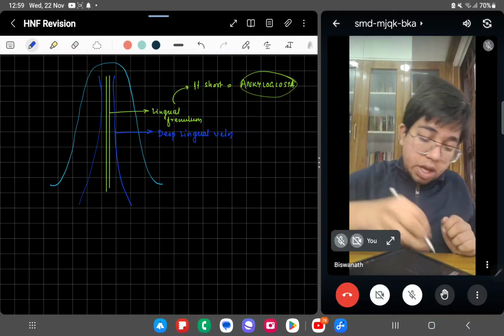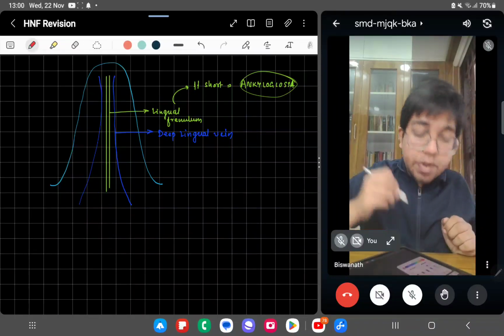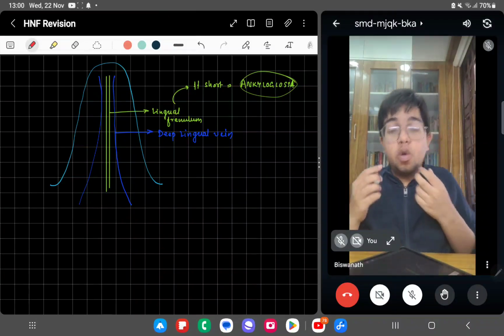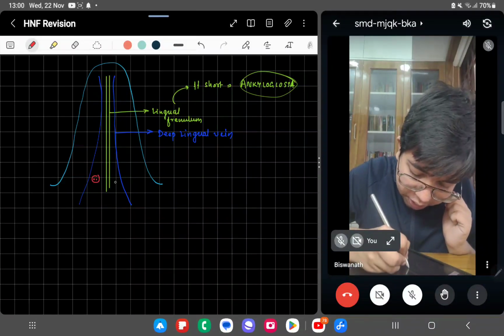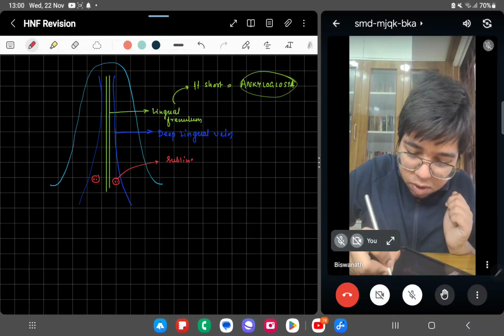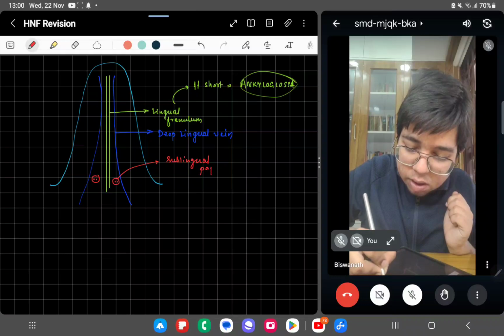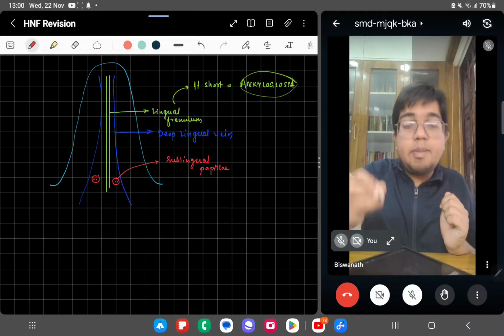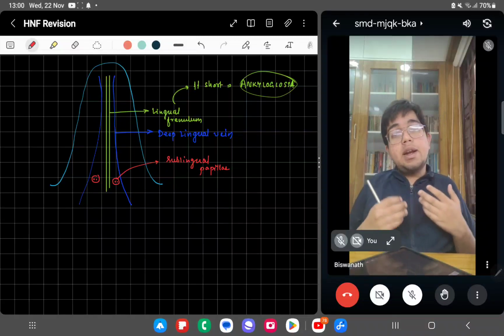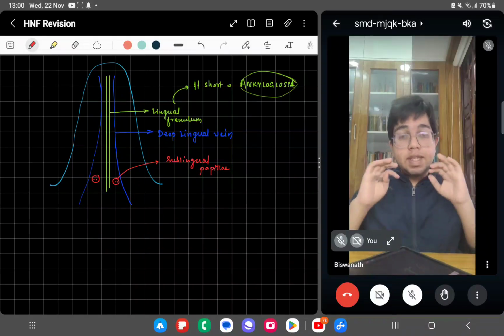Here we have the openings of the Wharton's duct. The Wharton's duct opens here in this part. This is called the sublingual papilla. Sublingual papillae are present in this part where the Wharton's duct opens, and they secrete the saliva. The saliva is released here.